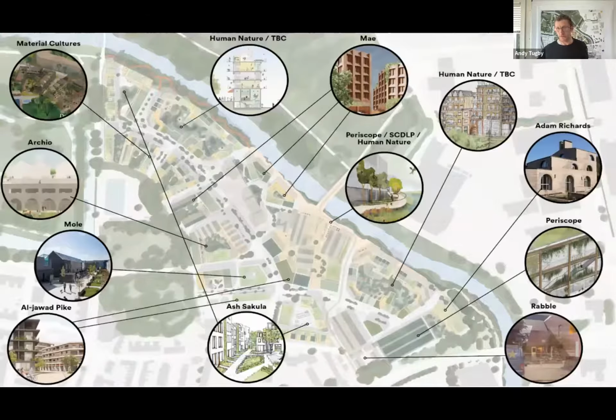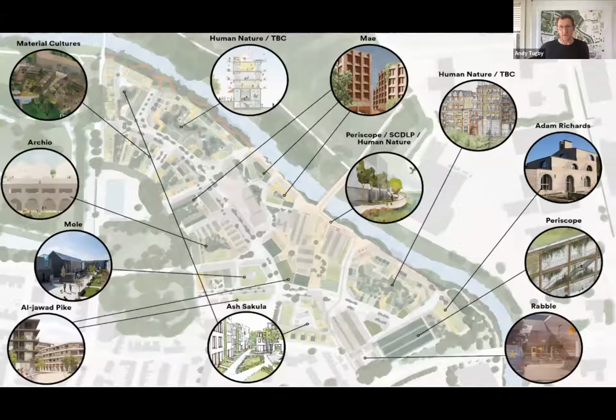But how? Who's going to do the work? In our design team, we've assembled what we think is a world-class team of experts in sustainable construction, green energy, low carbon mobility, and of course, brilliant architecture and design. So we've listed some of the architects involved, the likes of Periscope, Ash Sackler, Mole, Atelier 10, May, Material Cultures, Expedition, Archio, Algeride Pike, Rabble, Adam Richards. I'm sure some of you have heard of many of those names.